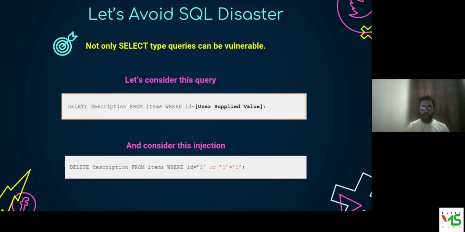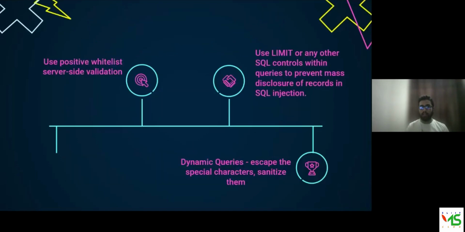So how to avoid these things? You can use positive whitelist server-side validation, or you can use LIMIT or any other SQL controls within queries to prevent mass disclosure of records in SQL injection. So when using dynamic queries, you can escape the special characters and sanitize them. I will explain two or three methods of how we can sanitize our code.